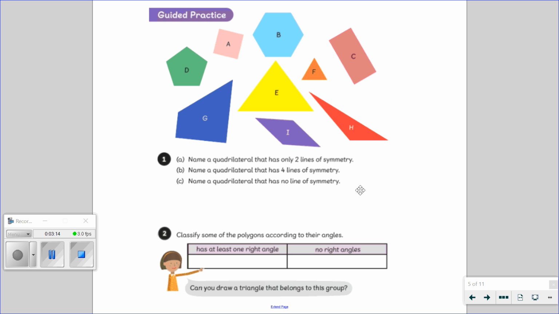And for question 2, we need to sort the shapes into these categories. Shapes that have at least one right angle, like the corners of a square, and those that do not. Amira challenges us to draw a triangle that belongs to the right angle group.